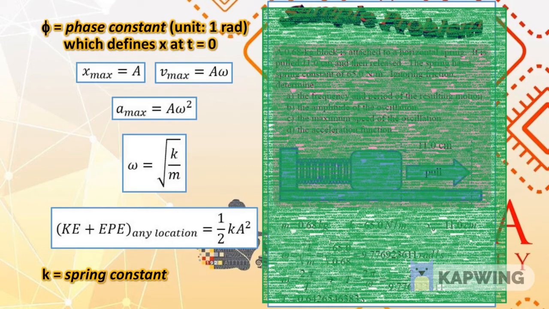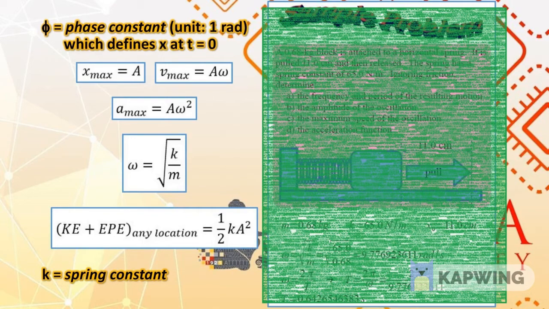The maximum values for the position function, velocity function, and acceleration function are as follows. X max is equal to the amplitude. V max is equal to the amplitude times the angular frequency. And the maximum acceleration a max is equal to the amplitude times the square of the angular frequency.